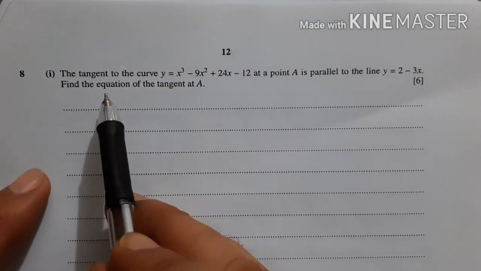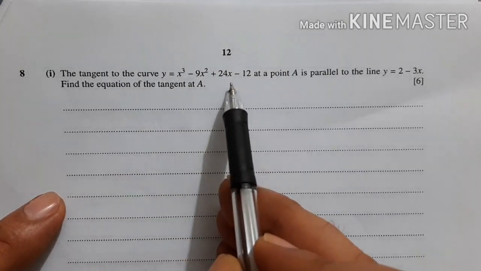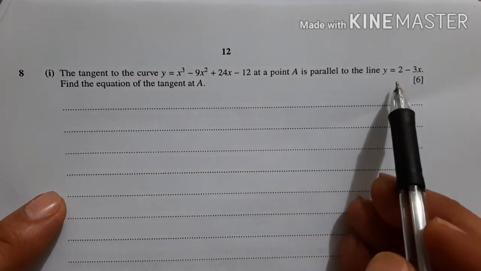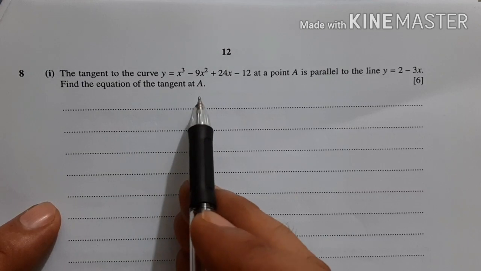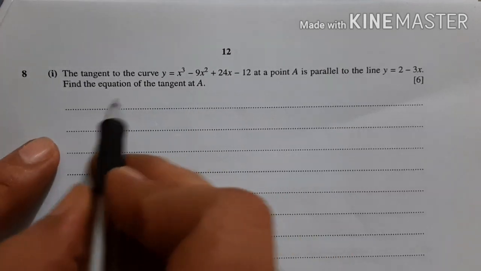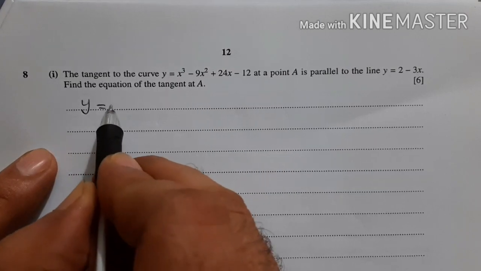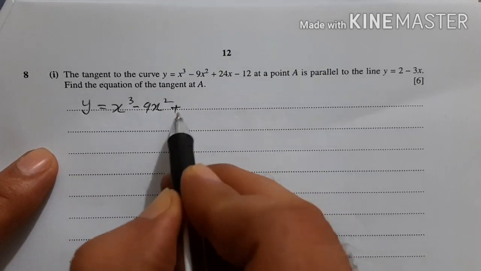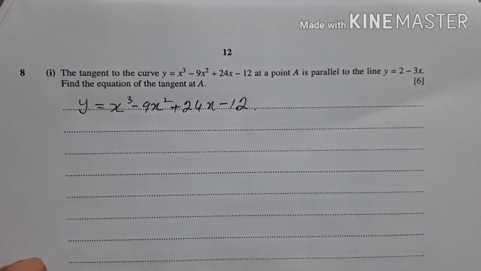Question 8. The tangent to the curve y is equal to x cube minus 9x square plus 24x minus 12 at a point A is parallel to the line y is equal to 2 minus 3x. Find the equation of the tangent at A. Okay, so we got y is equal to x cube minus 9x square plus 24x minus 12. This is the equation of the curve.